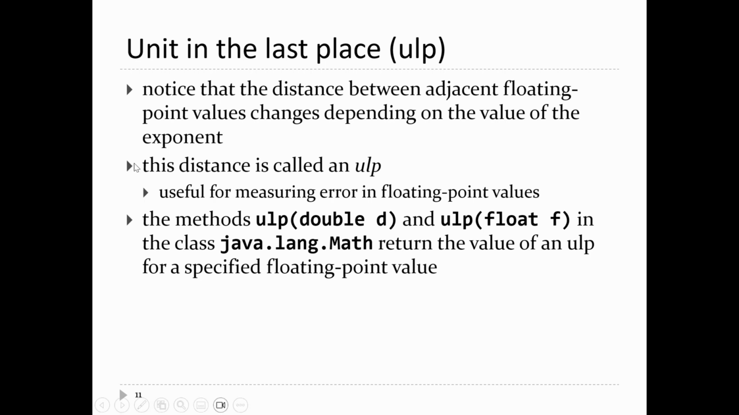When people talk about errors when using floating point numbers, they often talk about errors in ulps. So if you want to know the magnitude of an ulp, you can ask Java for it. If I would like to know the value of an ulp for 1.0, you can call the method Math.ulp and pass in 1.0. And Java will tell you the magnitude of an ulp for the value 1.0.